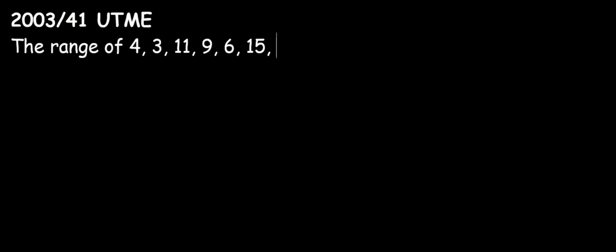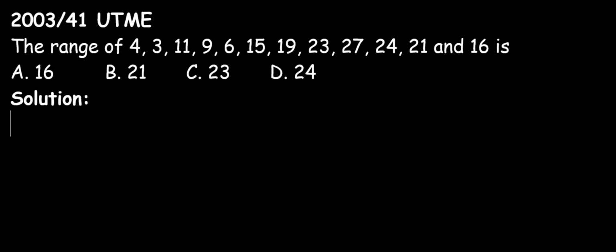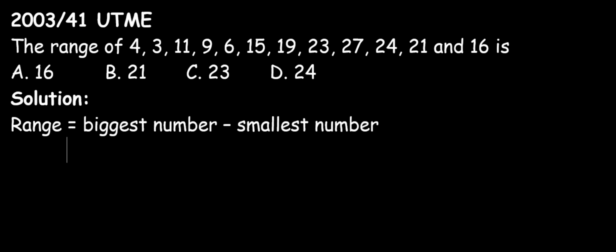The range of 4, 3, 11, 9, 6, 15, 19, 23, 27, 24, 21, and 16 is, the options are given. Solution. Range is equal to the biggest number minus the smallest. And in this case, we have 27 minus 3, which is equal to 24.